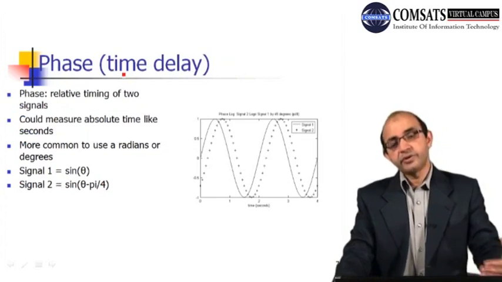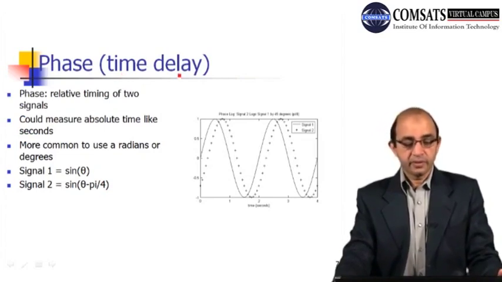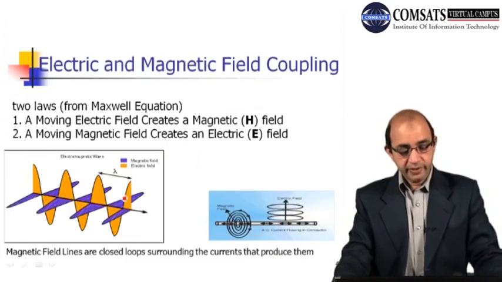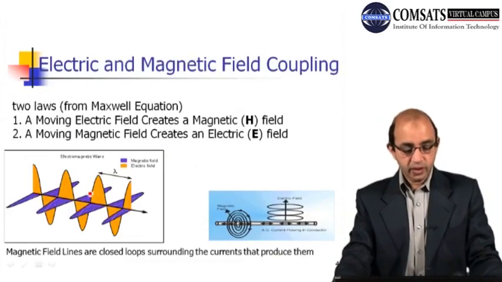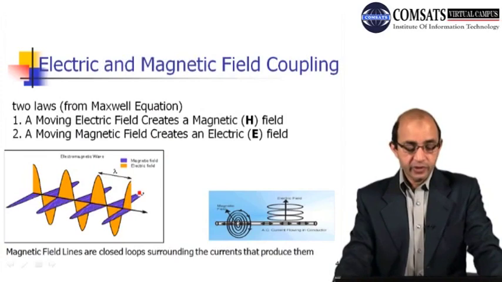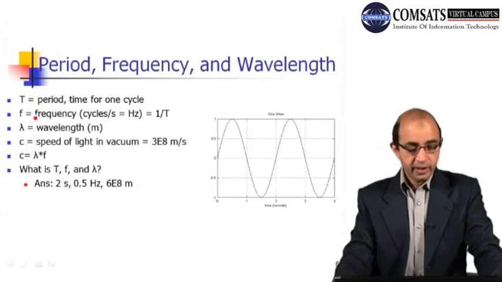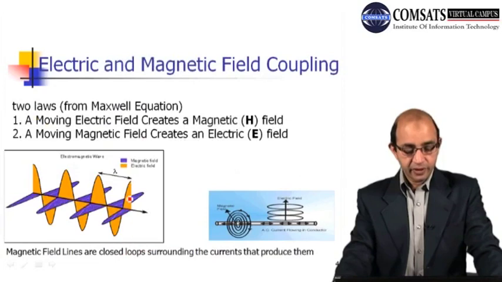This is also important because when we talk about the electric field and magnetic field, maybe they have some delay, right? If I go back, here you can see that we have two waves, one representing the electric field and the other representing the magnetic field, so they can lead and lag. That's why we need this concept, relative timing of two signals. Here we have two signals if we are talking about the electric and magnetic field.